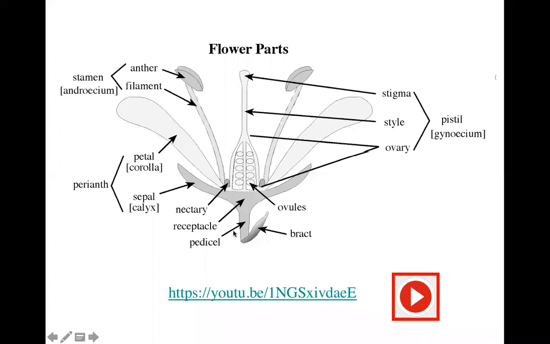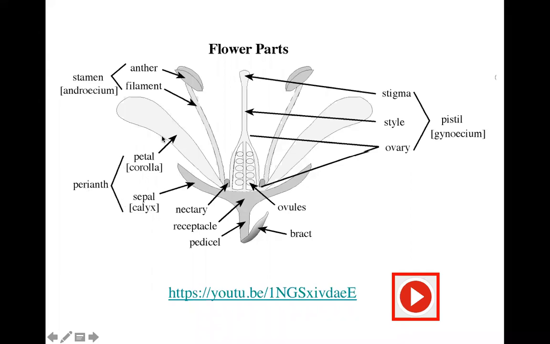Moving up from the pedicel, we have the receptacle, and that's the point at which all of the 4 whorls of the flowers attach. So the outermost whorl of the flower is referred to as the sepals. Collectively, we refer to the sepals as the calyx, and these function as protection for the flower. They're often green, and much like a leaf, but they can also be the same color as the petals. The next whorl is the petals, and collectively they're called corolla. Together, the petals and the sepals are sometimes referred to as the perianth.